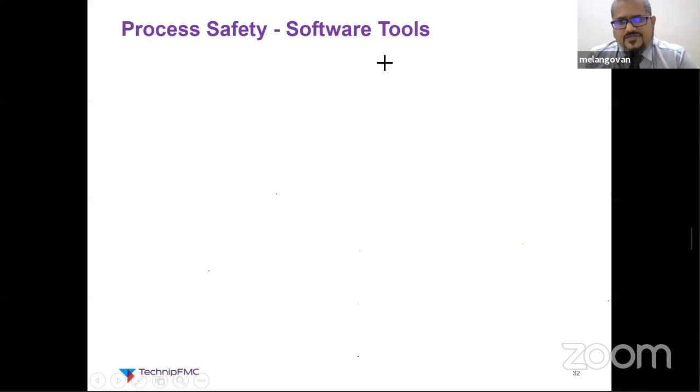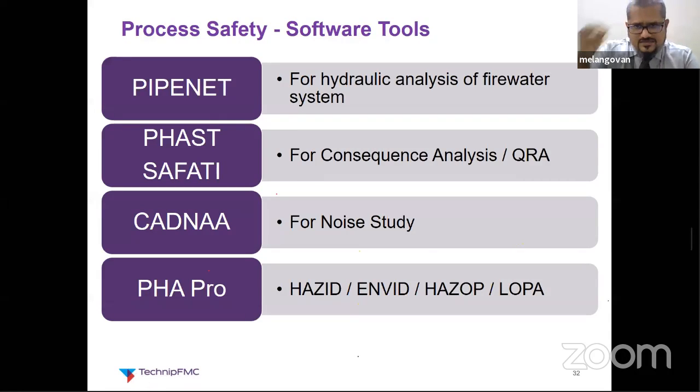What kind of software as a process engineer are we using? Pipenet. This is the software we use for fire water system design, hydraulic analysis of the system. Phast Safety, and this is for the consequence analysis, QRA. Ganda, this is for noise study. PHA Pro, this is for HAZOP, HAZID, SIL, LOPA, any review process we can use this PHA Pro to record the things. It is something like Excel kind of software, but it is a sophisticated one.